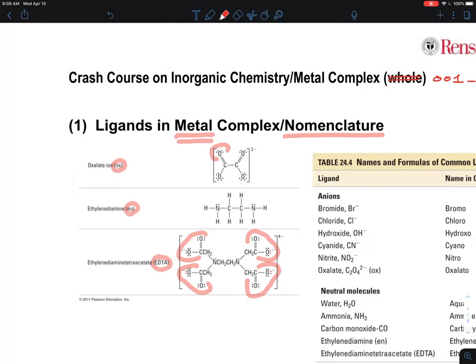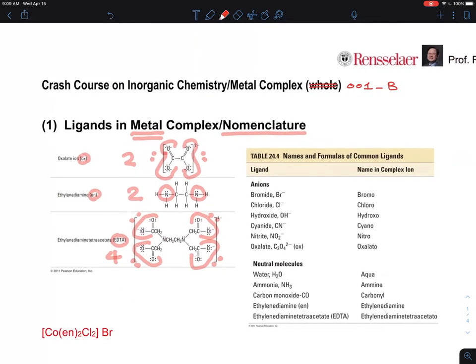So this one is the COOH, the carboxylate group. They can give out the lone pairs. So to me this is like 2, and this is an amine. They are like 2. This one is 4. So this is a very strong, very famous ligand that can have a 4 dentate.